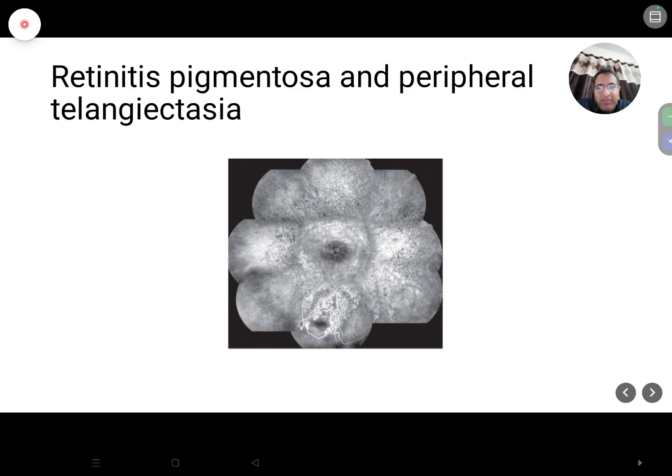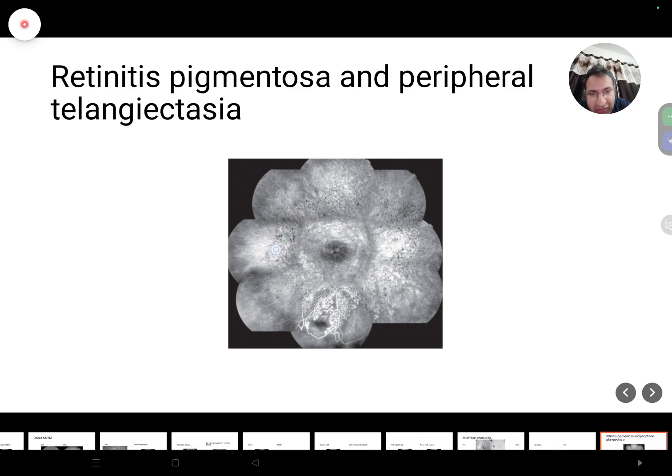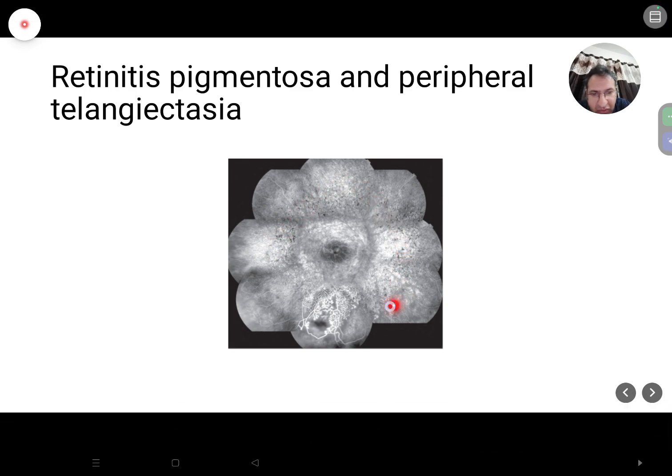Next is retinitis pigmentosa. Why FFA is important in retinitis pigmentosa is that we can see so much RPE atrophy, which appears as hypofluorescent dots all over. In this area, we can actually see capillary non-perfusion, and we can see multiple telangiectatic vessels along with aneurysms. So this shows the capillary non-perfusion, peripheral non-perfusion, in retinitis pigmentosa patients.